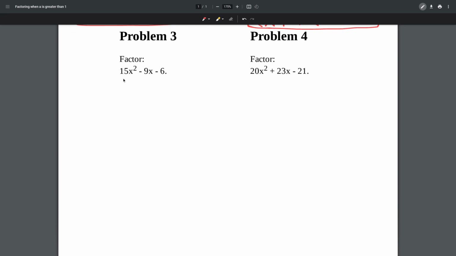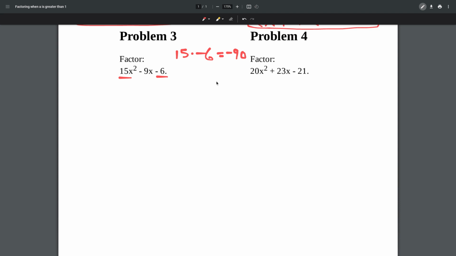So in this one we have 15x squared minus 9x minus 6. So we're going to take the 15, multiply it by negative 6. And that's going to be negative 90. And then we want to look to the factors of negative 90 that would add to negative 9.